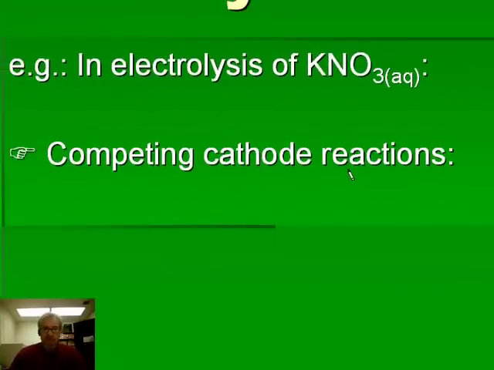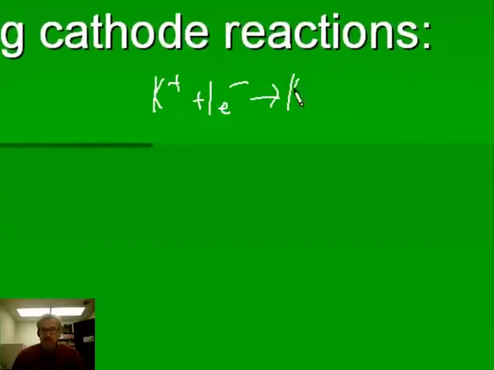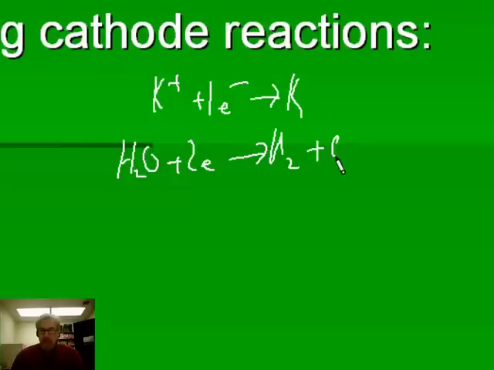For example, in the electrolysis of KNO3, you have two competing cathode reactions. One of them that we've already seen in the last example would be potassium ions reducing to metallic potassium. But also at the cathode, we could see water reducing to H2 and yielding two OH minuses, which is going to happen.